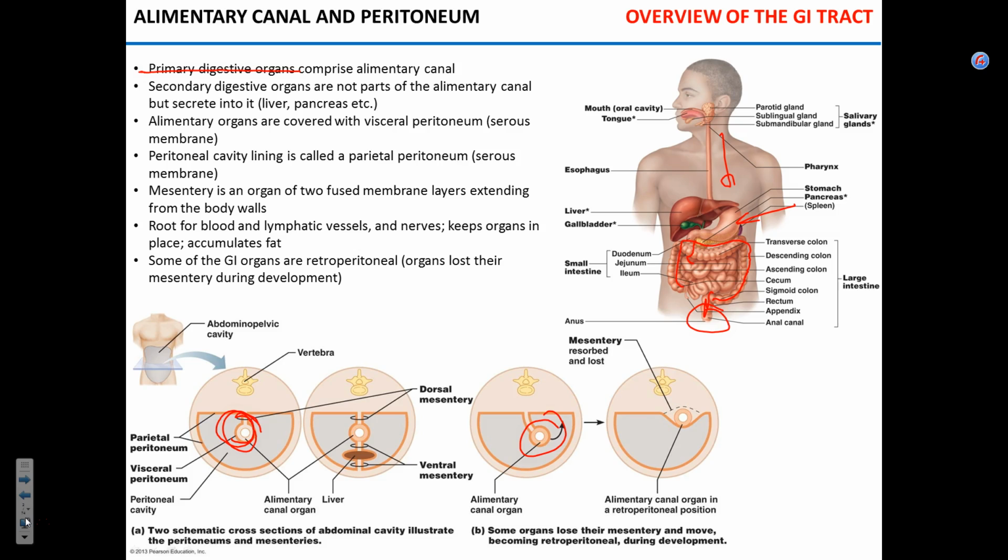They comprise that whole canal. Secondary digestive organs are not part of the canal. Like gallbladder, yes, gallbladder. Anything else that is not a part of the canal but participates in the digestion? Pancreas, very good. So pancreas, gallbladder, something else. Liver, yes, liver. Something else. Spleen does not participate in digestion. Something that you produce, that you can feel like you produce. Yeah. So salivary glands, yes. Big salivary glands here.